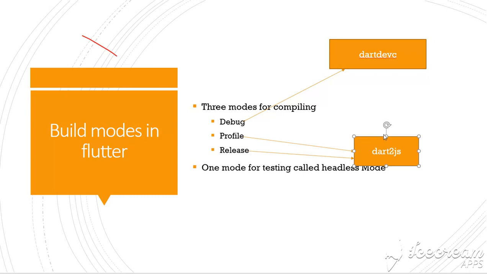Also there is one other mode which is used for testing, that we call the headless mode. The headless mode is only used for testing. For compiling we only have these three modes: debug, profile, and release. And that's a bit about the build modes in Flutter.